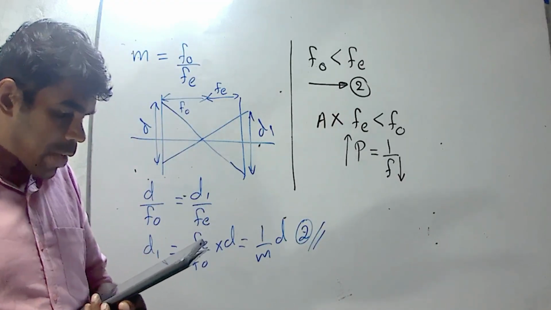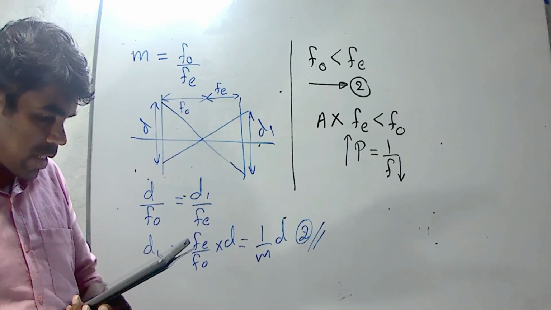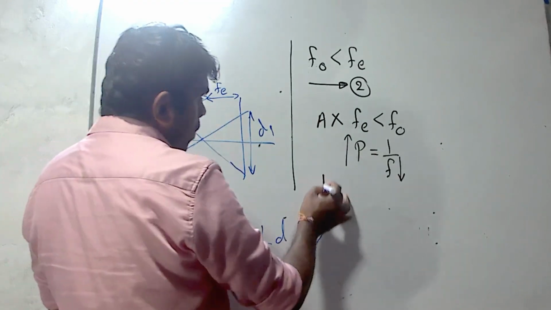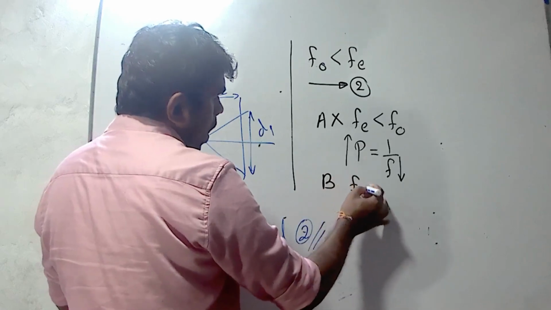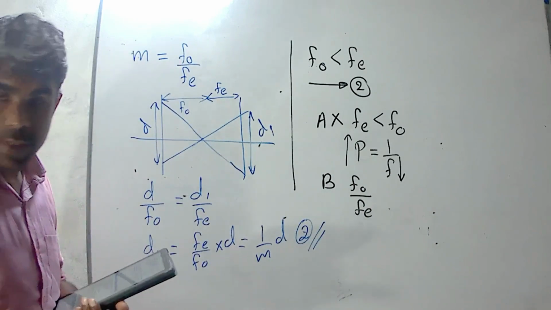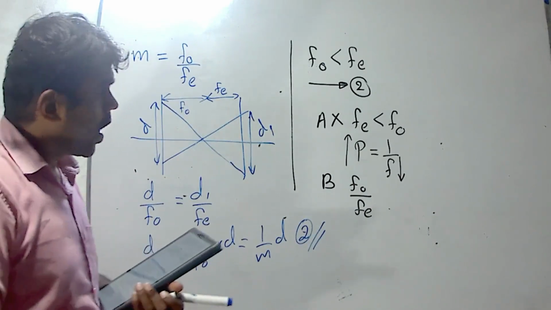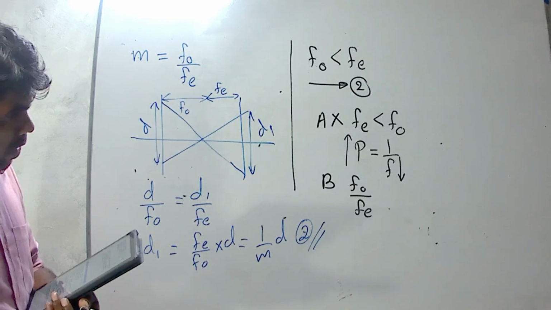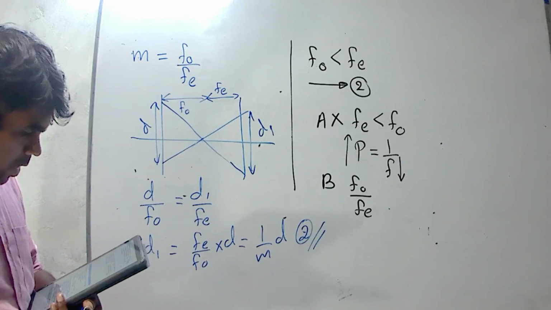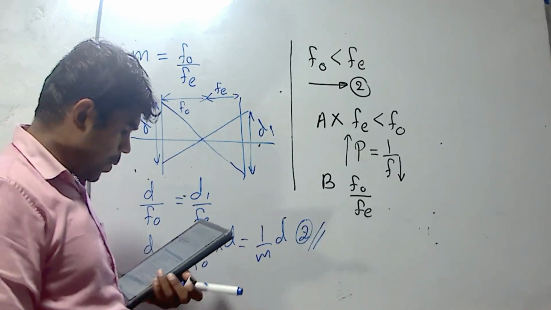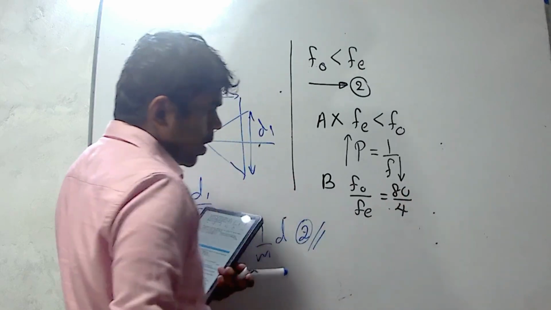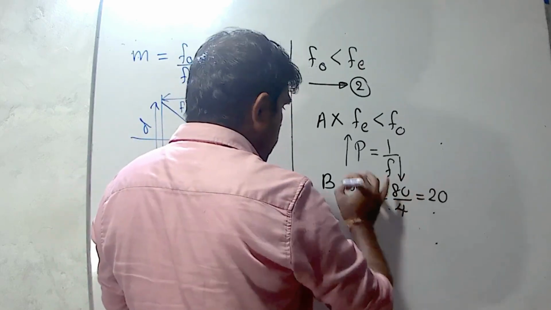B. Angular magnification of the telescope is 20. We know that for the normal adjustment, f0 divided by fe is the angular magnification. f0 is the larger focal length, it should be 80. Then 80 divided by 4 is 20. Then it is correct.